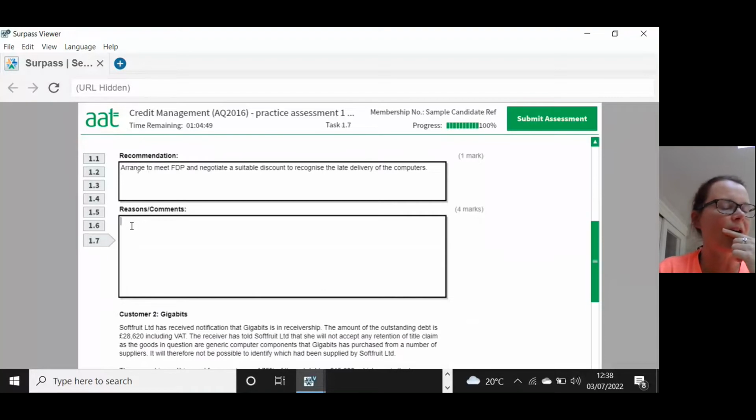So 4 marks. So again, space out your answers so that the examiner can easily give you those 4 marks. So we need to make a point that they are a big, important customer. So we don't want to upset them.